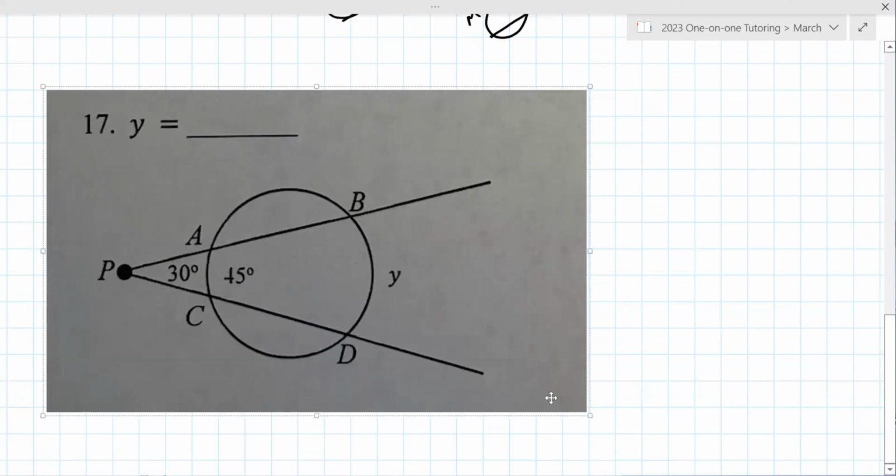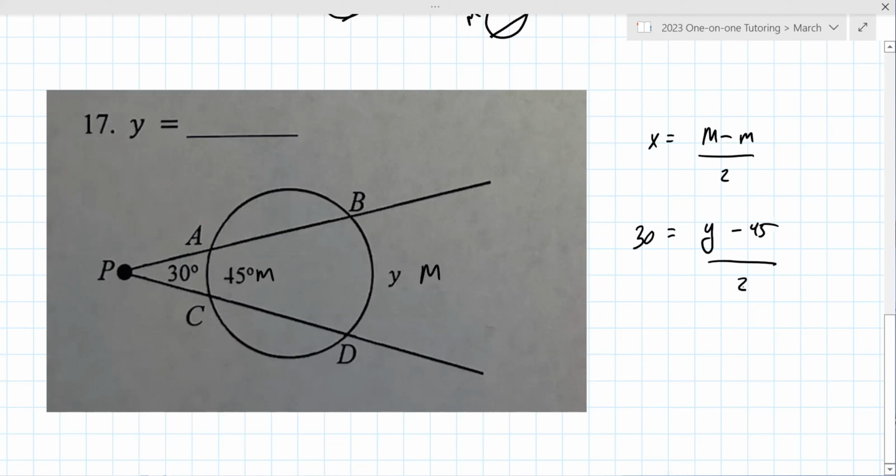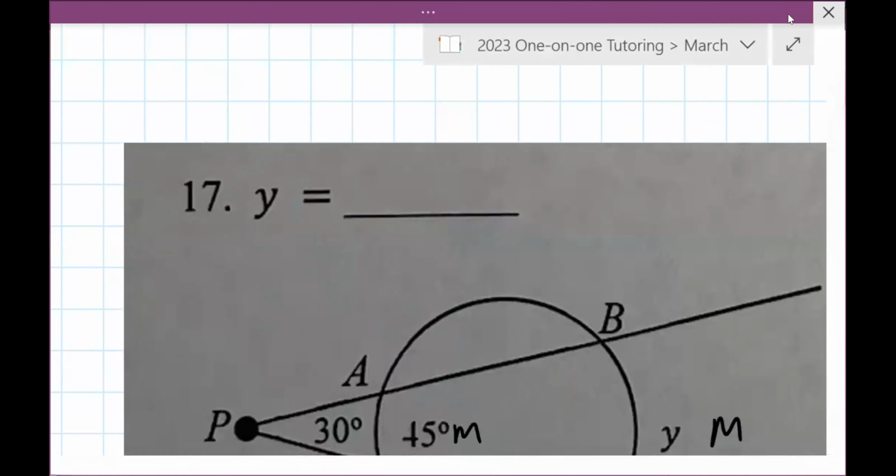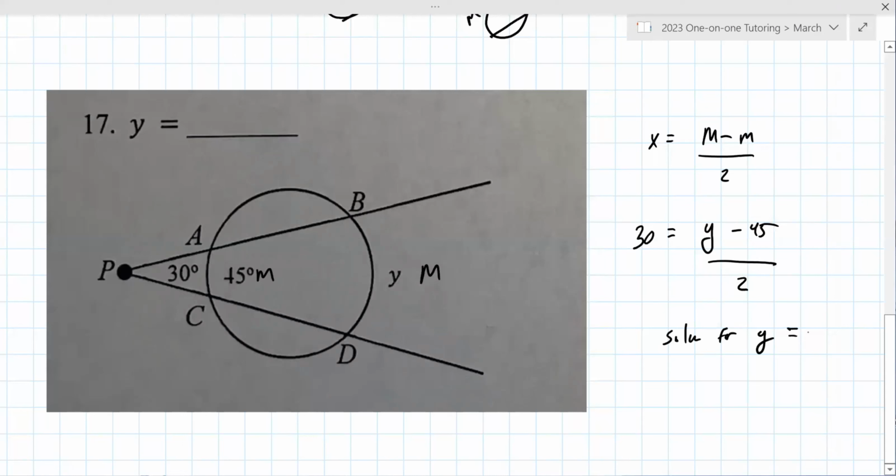So 17. This is kind of a working backwards problem. They give you the value of x. It's still big M minus little m over 2. This is big M, this is little m. So in your problem, your x is 30 and big M is unknown, minus 45, divided by 2. So you have to solve for y here. You can maybe guess and check, but I think you're probably familiar with solving this: you're going to multiply both sides by 2. I got Y is 105 degrees. Good. Yeah, the degrees are important there.